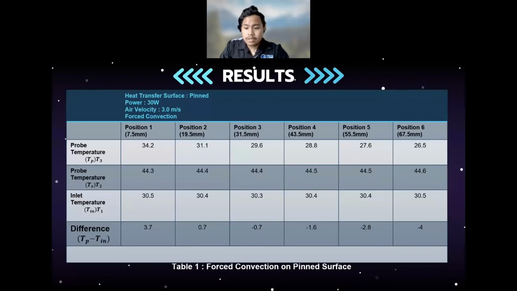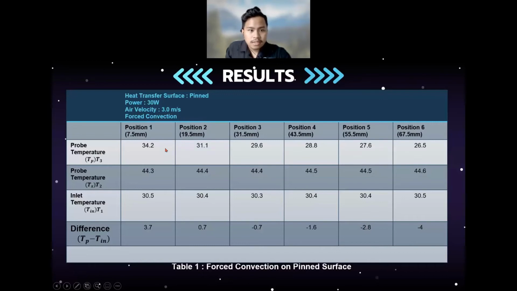So I will start with my part, which is the result. As you can see, this is the table for forced convection on pin surface. Heat transfer surface is pin. Power is 30 watt. Air velocity 3.0 meter per second. So you can see probe temperature T3.